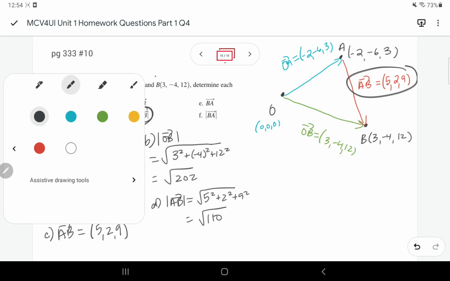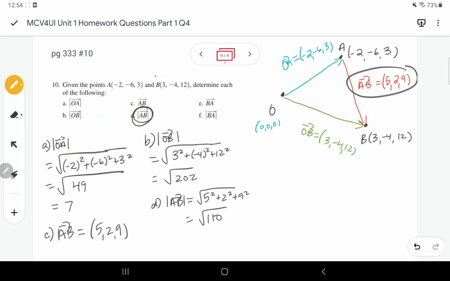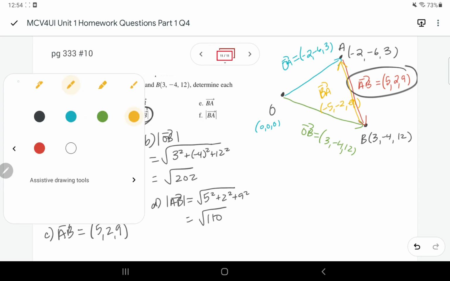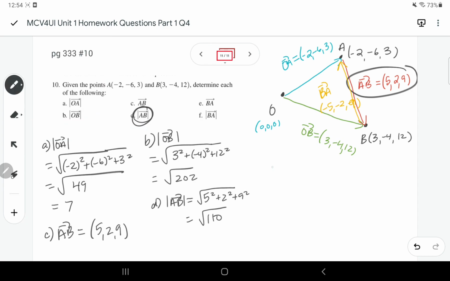The last vector I didn't have drawn on here, but I can put it in. If you go B to A, hopefully you guys can see that that would be the negative of vector AB. So vector BA would just be -5, -2, -9. And you could always just subtract those in the opposite order, but that's really what you're doing. So for E, vector BA is -5, -2, -9.